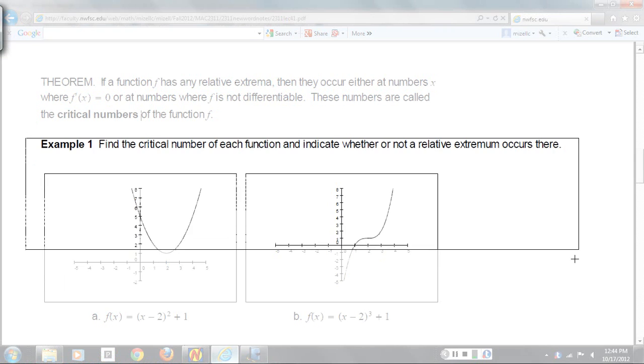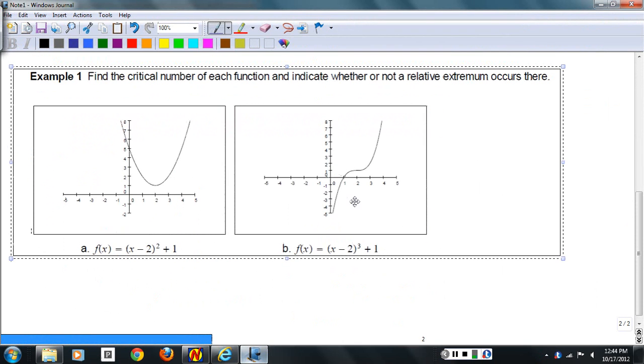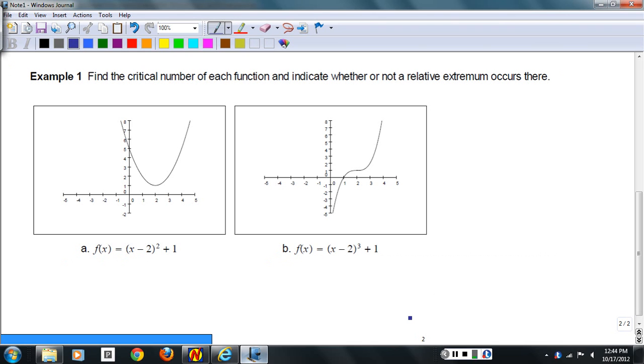Let me try this again. Capture that. Paste it. Find the critical number of each function and indicate whether or not a relative extremum occurs there. Maybe it will, maybe it will not. By inspection, I think we could do this if we wanted to use the chain rule and find the derivative. We could take the 2 out in front, reduce the exponent by 1, and then multiply by the derivative of what's inside the parentheses. The derivative of x minus 2 is what? 1, and don't forget to multiply by 1. And then the derivative of 1 is 0. Don't forget to add the 0.